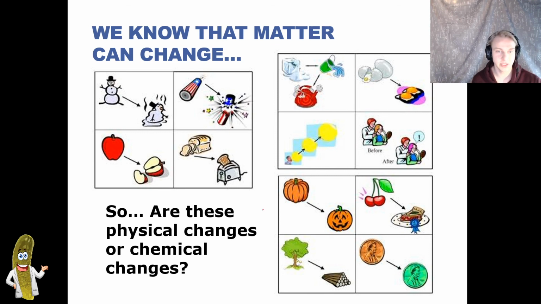So looking at a couple of these examples here. Aiden, let's look at the apple there. Apple's being sliced in half. Is that a chemical or a physical change? Physical. Beautiful.